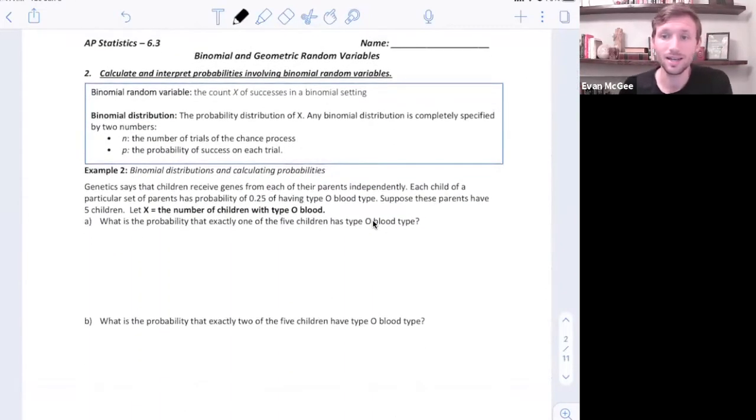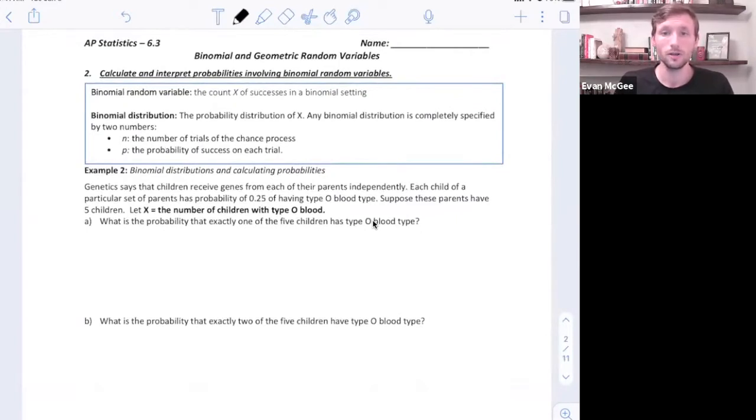Let's take a look at the next objective, where we're going to calculate and interpret probabilities involving binomial random variables. A binomial random variable is the count X of successes in a binomial setting. So it's just like a random variable. X represents a random variable, and we're going to count how many successes there are of this random variable X.